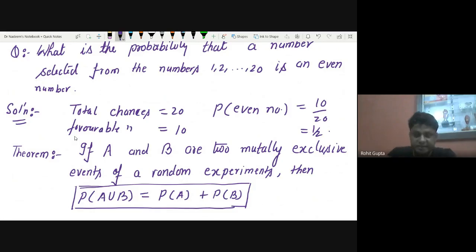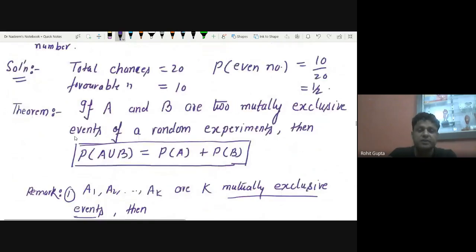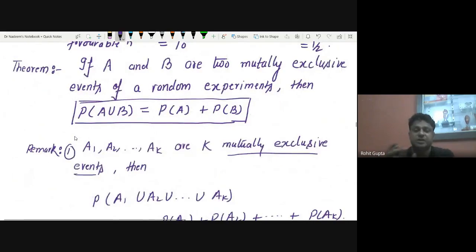So these are some basic questions. Here we have a very basic result. If A and B are two mutually exclusive events of a random experiment, it means there are no common outcomes, no common elements in both the events A and B. Then the probability of A union B is the probability of A plus the probability of B. Similarly, here we can give a remark.